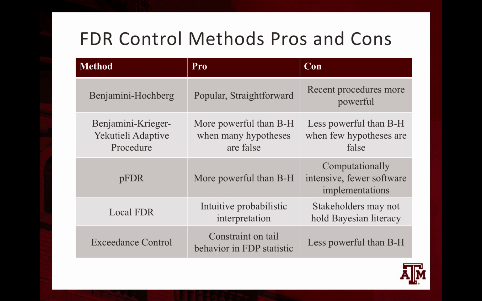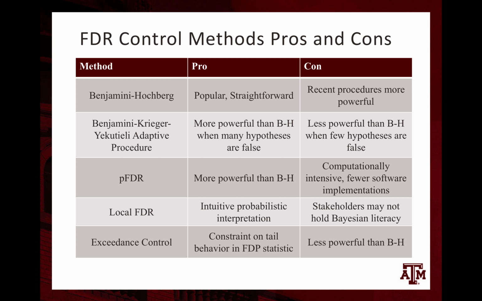The next thing that we looked at is the Benjamini-Krieger-Yekutieli adaptive procedure. One advantage here is that it's more powerful than the original when many hypotheses are false, but it's less powerful when few hypotheses are false. So if you as a practitioner have an idea of that going in, you can choose to use that. The positive false discovery rate is more powerful than the original procedure, but is very computationally intensive and has fewer software implementations.